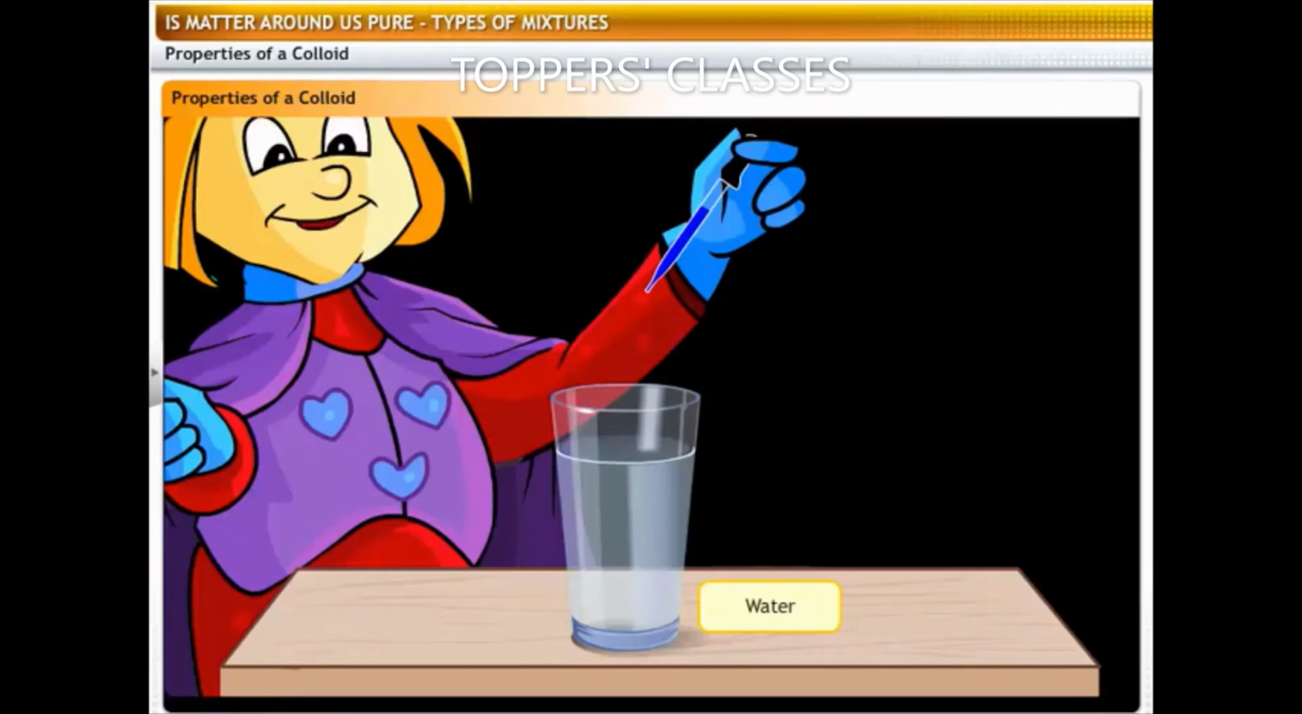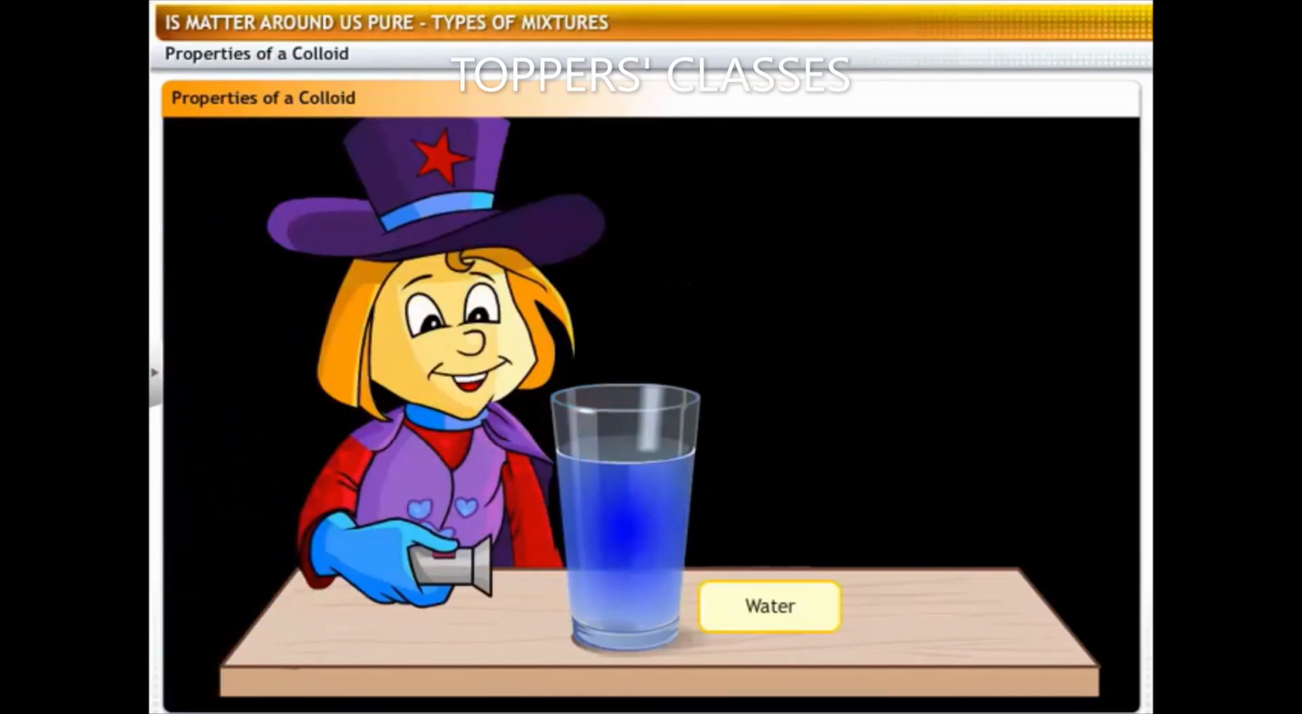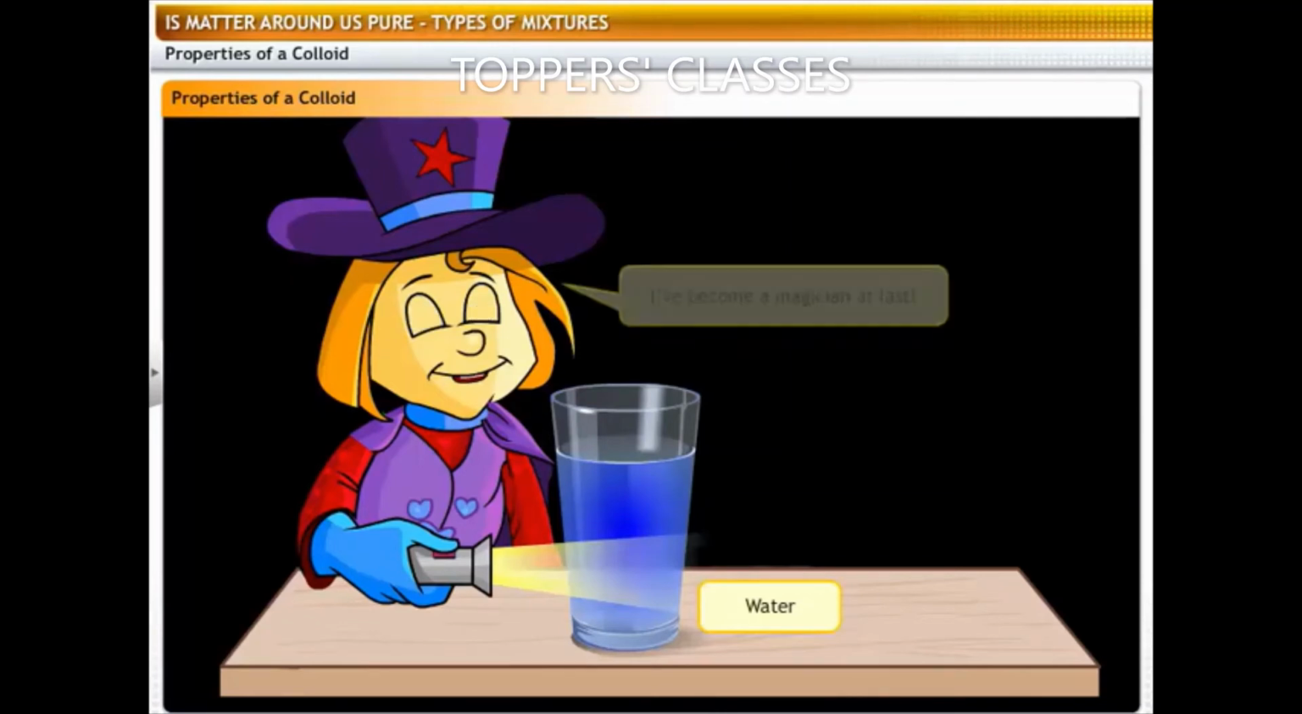Let me try a new trick. I'll put some ink into this glass of water. Then I'll pass a ray of light through the glass. I've become a magician at last.